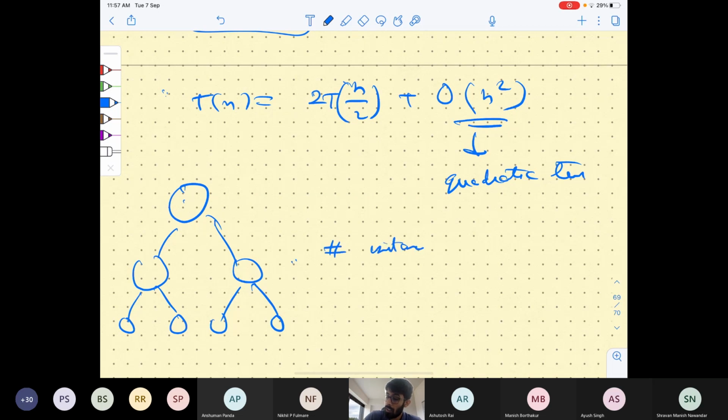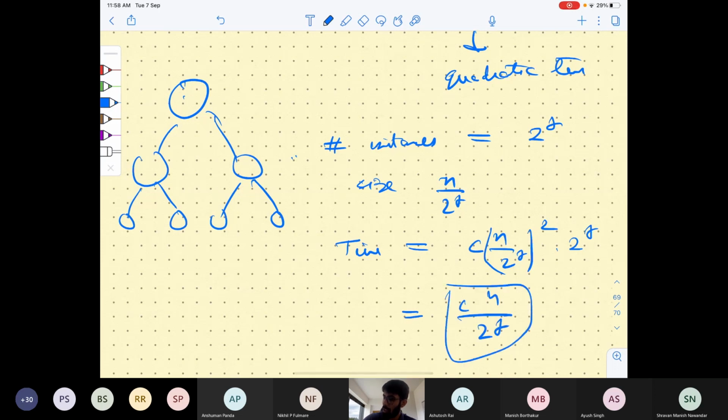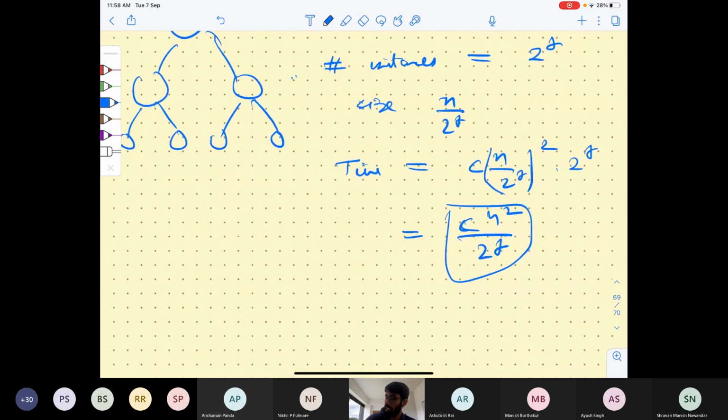So again, the number of instances is 2 to the j, and the size is n over 2 to the j. But the time it is going to take is c times the square of n over 2 to the j, times 2 to the j, something like that, at each level. So you get cn square over 2 to the j as the time taken at each level.